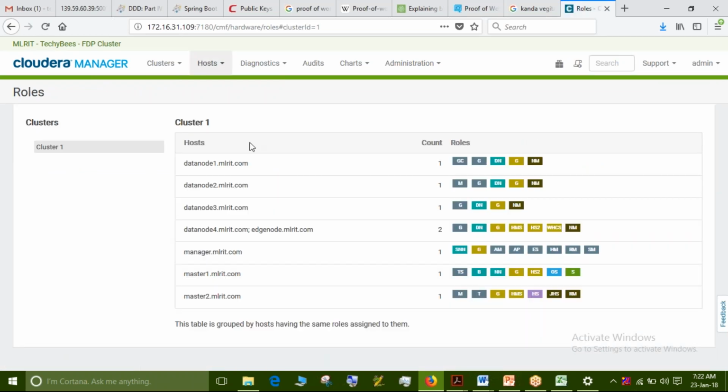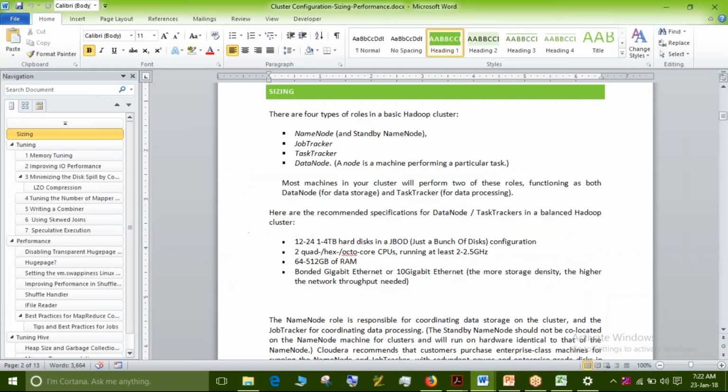So this is a big picture. You see on each node, what are the roles that are being set up. The same we are trying to discuss now. There are 4 types of roles in a basic Hadoop cluster. What are those roles? Of course, the fifth one also, that is your secondary name node.